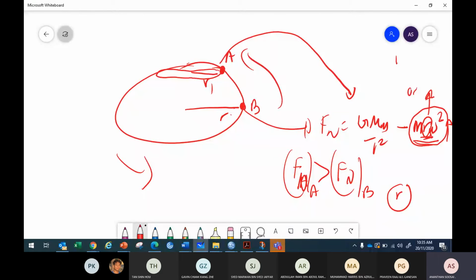Or you can use another formula. Another centripetal formula is mv squared over r. This is very difficult to tell because v is changing, r is also changing. I think the best is m r omega squared.